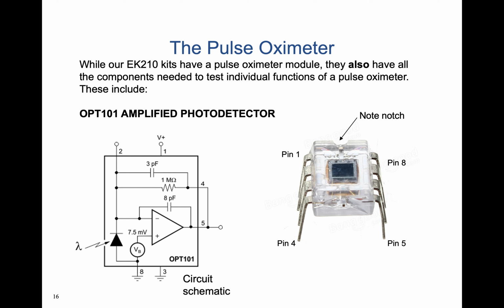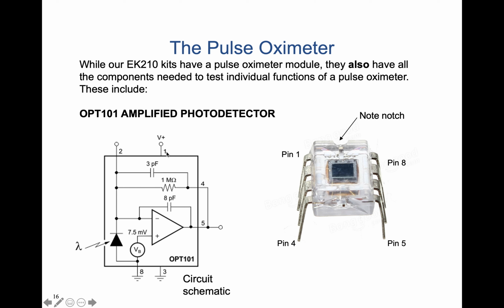We're going to talk today about the modeling for the pulse oximeter. And while our EK210 kits have a pulse oximeter module that's fully integrated, they also have all the components needed to test individual functions of a pulse oximeter. These include the OPT101 amplified photodetector, which has a circuit schematic as shown and has the pinouts that are shown. Note that there's a notch in that chip, and pin 1 is directly to the left of the notch when looking down on the top of the sensor.